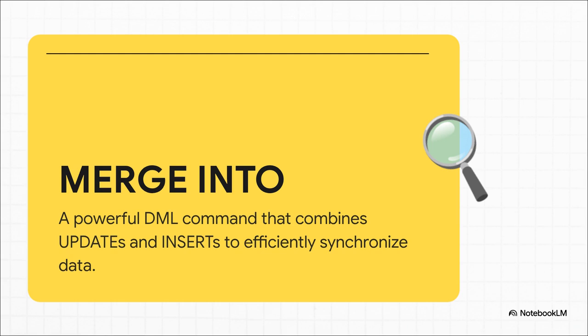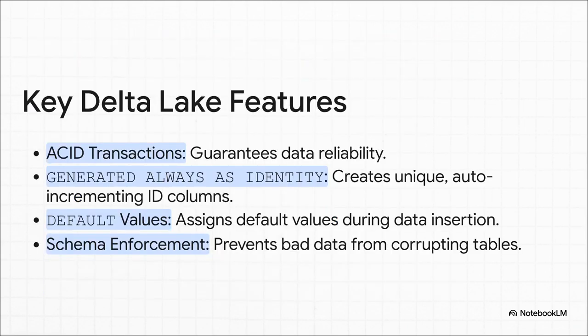This one command lets you do something called an upsert. It intelligently looks at incoming data, finds records that already exist and updates them, and then inserts any records that are brand new. It is incredibly efficient for common tasks like change data capture, and it just makes complex data synchronization so much simpler. And Merge is built on the rock-solid foundation of Delta Lake's other features.